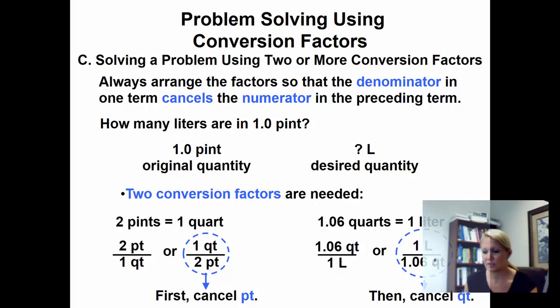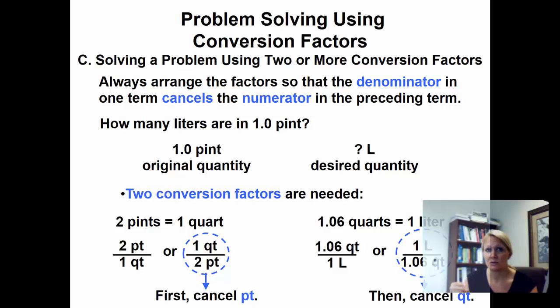If you look at your sheet, you find pint, and you see I have a quart relationship. There are 2 pints in a quart. Some of you may know that anyways. Then I think, if I get to quarts, that's not what I'm looking for. I'm looking for liters. So I have to look at the relationship between quarts and liters, and that would be 1.06 quarts in 1 liter. So I have 2 conversion factors.